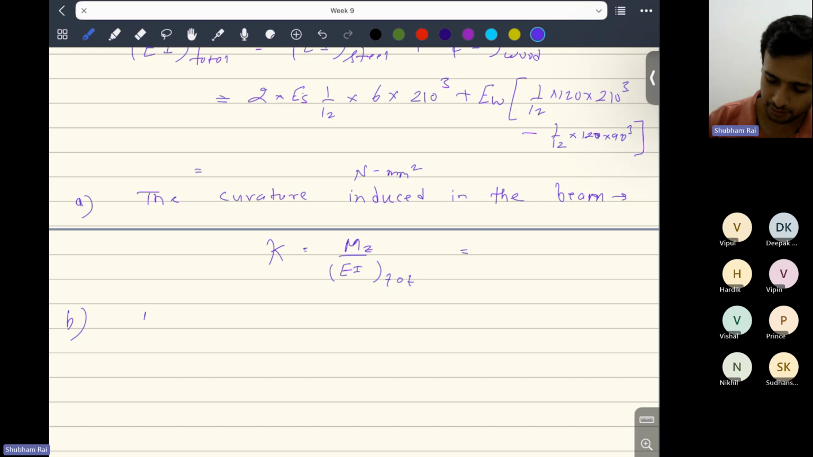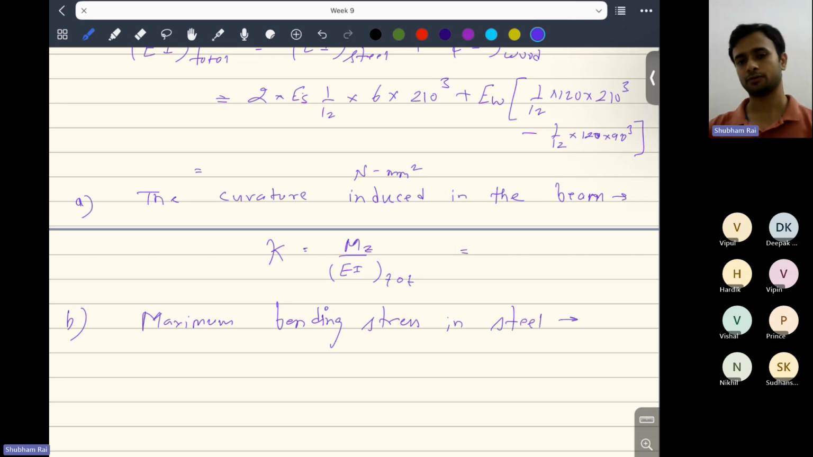Anyway, so maximum bending stress in steel you want to find out. So how will you find it out? As I told you, the longitudinal strain is continuous in the material. Only the stress will be discontinuous. So you just need to find out the value of strain at which stress is maximum, and you have the modulus, so you can easily find out stress.